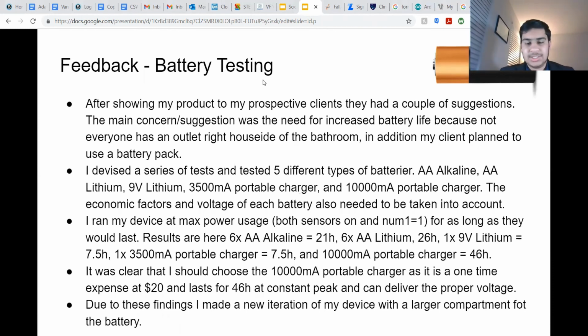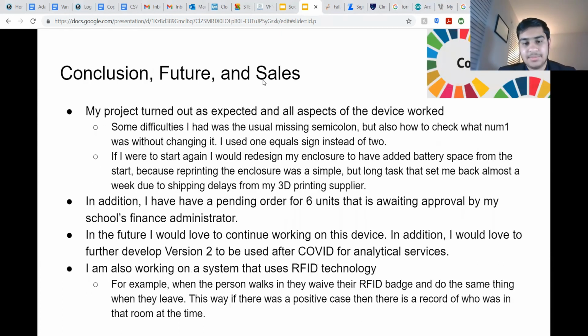I also did some battery testing for my prospective clients, which is something they stressed that they needed in the product. And I decided to use a 10,000 milliamp battery pack. In conclusion, my project turned out as expected, with some slight bumps, and all aspects of the device worked. I've learned a ton about this, especially about ultrasonic sensors. In addition, I also have 6 units that are being sold to my school, and it's being approved by the school's finance administrator.